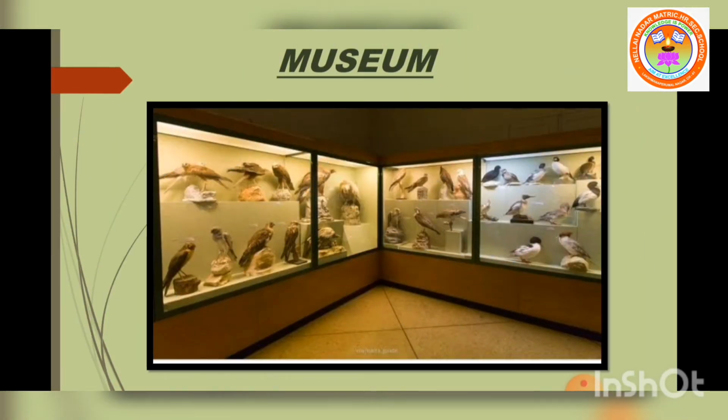Museum. This is another important classical taxonomic tool. Biological museums have collection of preserved plants and animals for study and ready reference. Specimens of both extinct and living organisms can be studied.